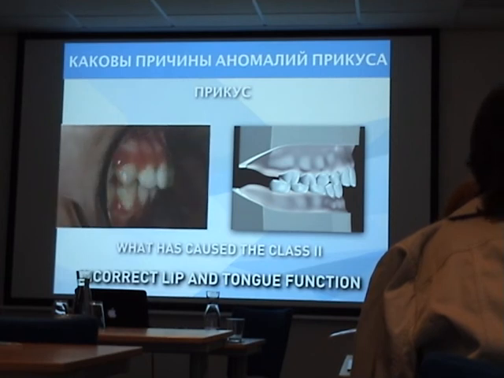And then what happens when we get the tongue and lips functioning correctly? We're surprised very large overjets can be corrected quite quickly just by correcting function.